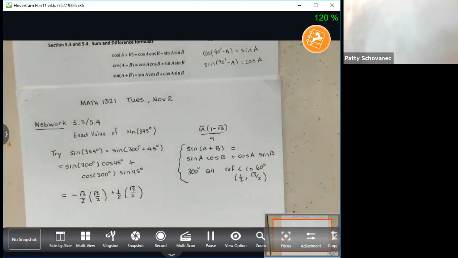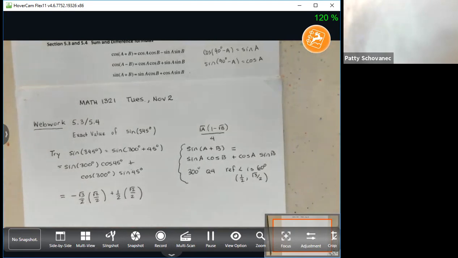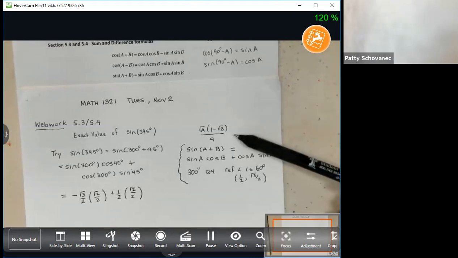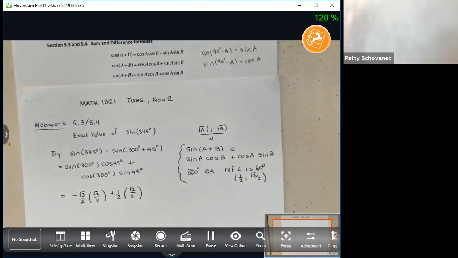Now I want to manipulate that answer so that it has the right form as specified in WebWork. So I can see where I get the 4. Both of these have a 2 times 2 in the denominator.